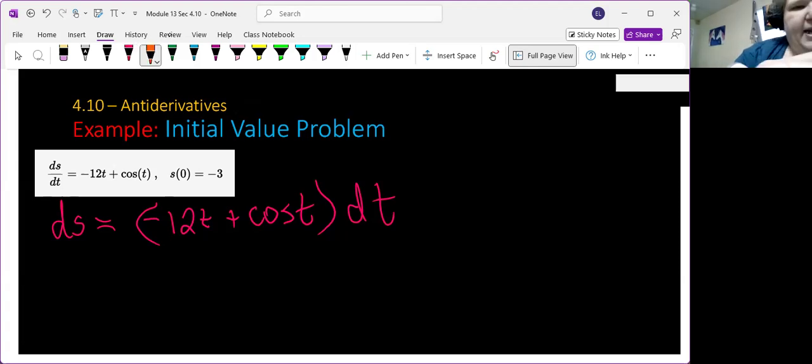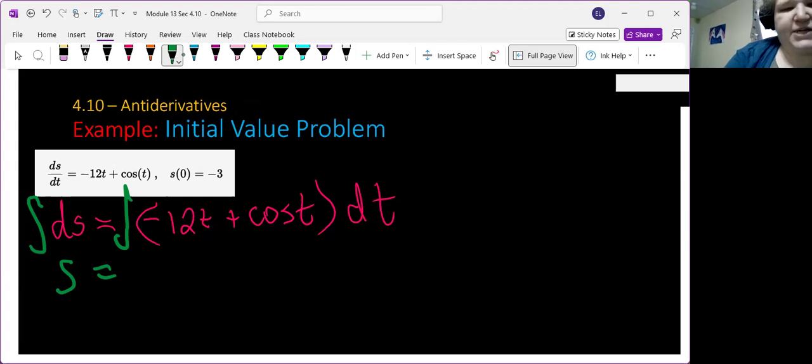Next step would be to say, okay, now we're going to integrate. So on the left, the integral of ds is just s. Technically, there would be a plus c, but on the right side, we're also going to get a plus c, and there isn't a way to distinguish between the two, so you just need one of them. That's a lesson learned from differential equations. So this left side will be our s function.